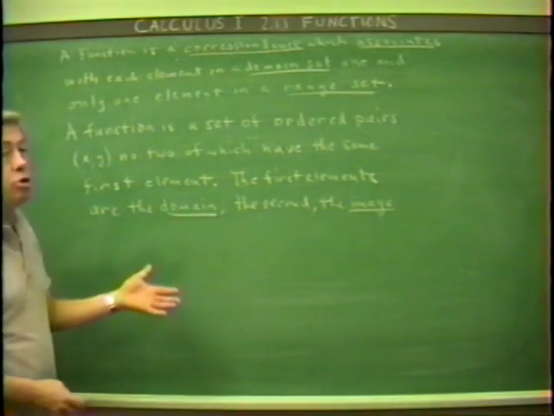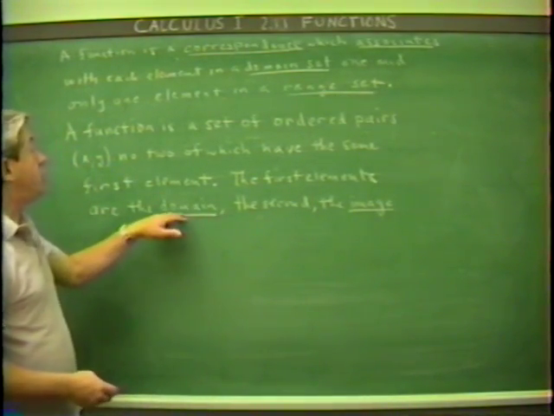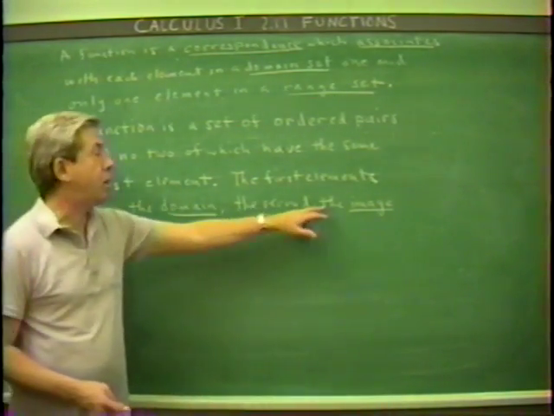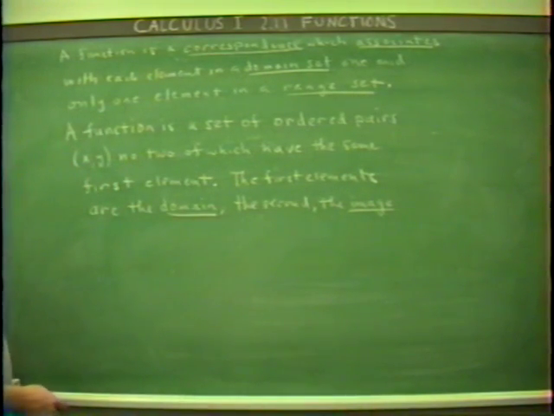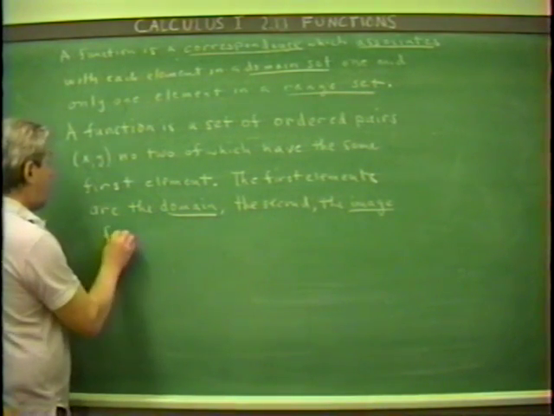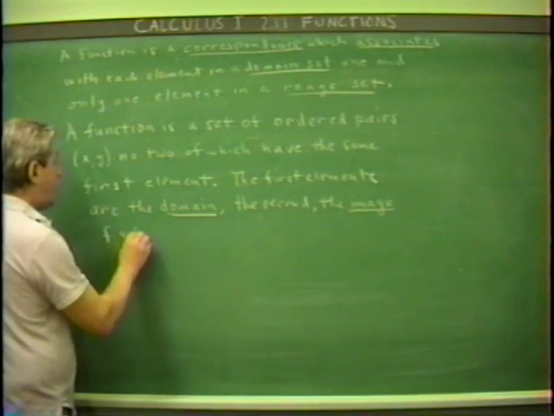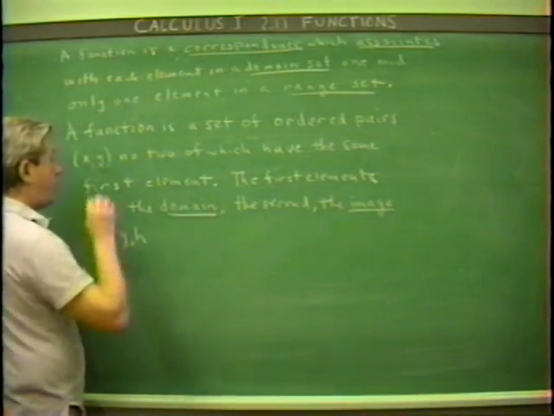It's usually a natural set where you would look for the second elements to occur, but it might not consist of all of those elements. All right. So a function is a set of ordered pairs, no two of which have the same first element. We'll write functions usually with f, g, or h, or if we need a lot of them, f1, f2, f3, and so forth.